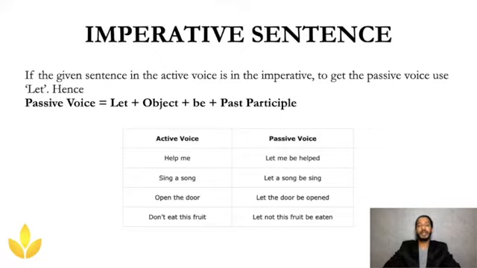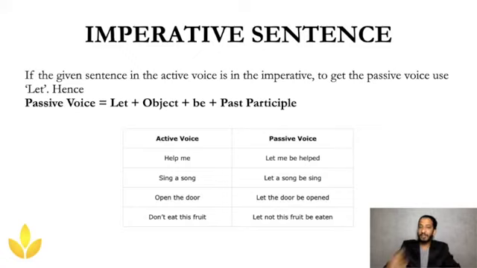This is a similar example of the previous active to passive voice conversion, only that it is imperative. Imperative is a commanding sentence. Help me is a command, sing a song is a command, open the door is a command, don't eat that fruit is a command. Whenever you're converting an imperative sentence to its passive form, just make sure that you convert the respective active words into their passive form and prefix that with let.